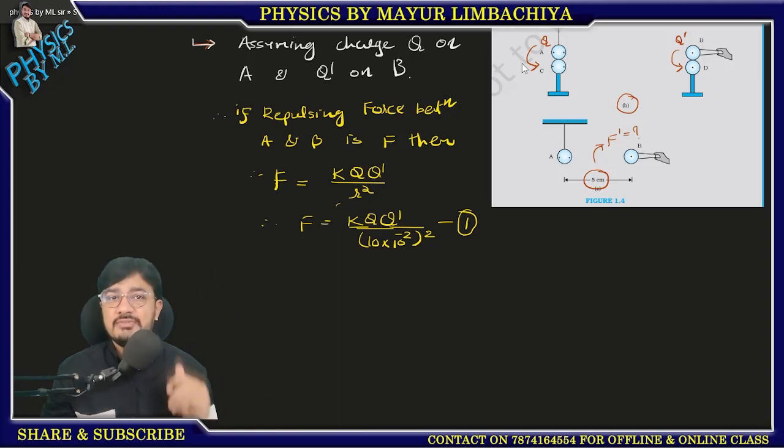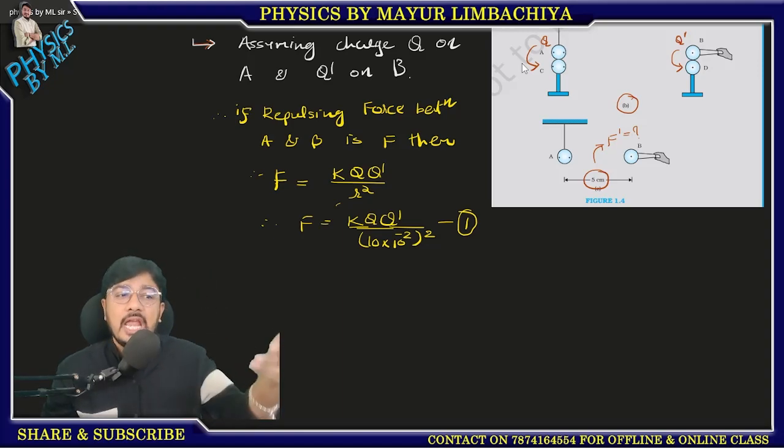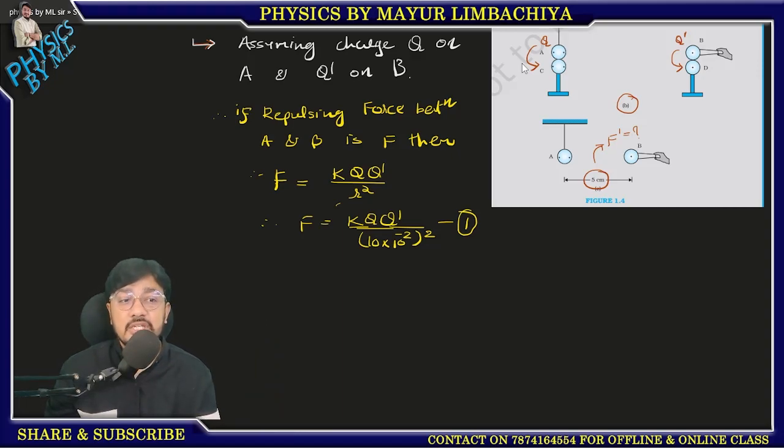So half of the charge will transfer from A to C and half of the charge will transfer from B to D. It means the new charge will become Q by 2 here, and the same, the new charge will become Q dash by 2 here. Fine. Then what does the problem state? We will remove C and D and bring B closer to A, at 5 centimeter apart. So now we have to find out the new repulsive force.